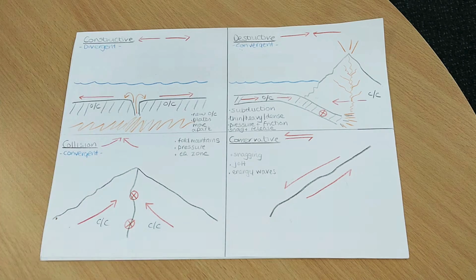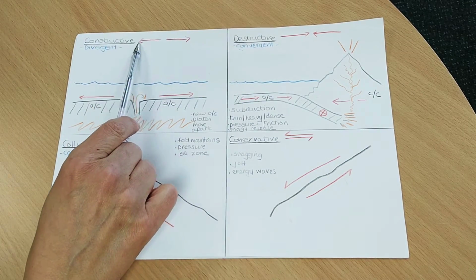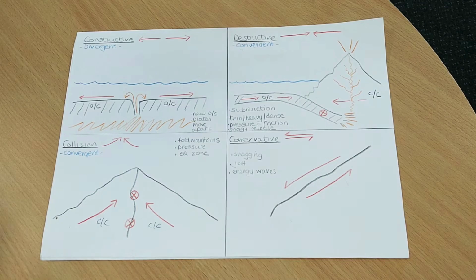So if we look at the diagram that you've got in front of you, we see on the left hand side we'll start off with the constructive margins. Now constructive margins, as you can see from my red arrows, are where the 2 plates are moving apart from each other, they're being pushed apart. And this is also called a divergent plate margin.